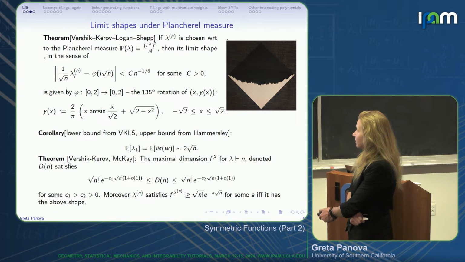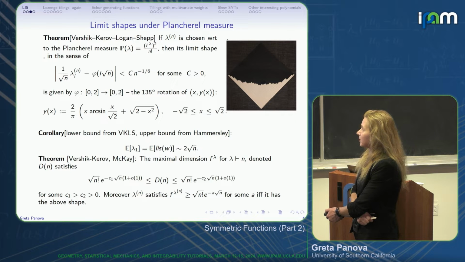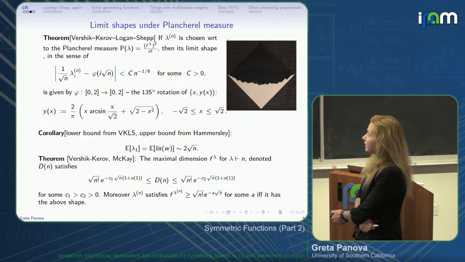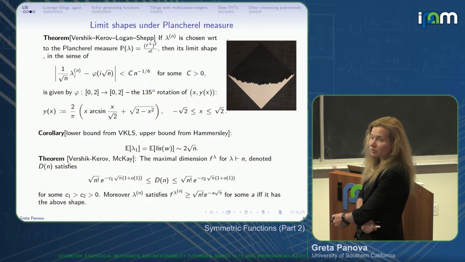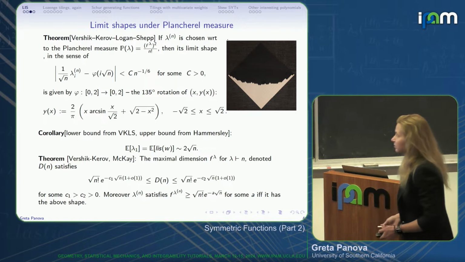Okay. So what's next? First of all, there is already an open problem, but before I state it, this is what I said earlier. If you look at the maximal value that f lambda could take, it's sandwiched between two terms that look like this. So square root of n factorial, and then e to the minus c times square root of n plus lower order terms, so some constant. And actually, if f lambda has similar asymptotics, then we know lambda is going to be within epsilon of this curve. So there is a relation back and forth.